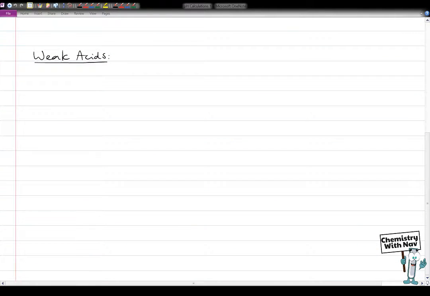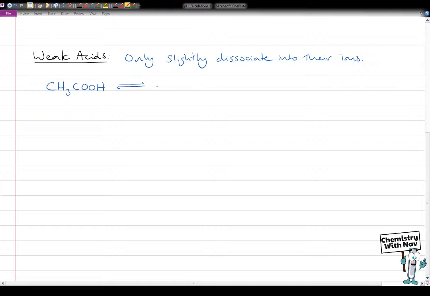With weak acids, they only slightly dissociate into their ions. So our typical example for this would be ethanoic acid, CH3COOH, and because of this idea of the slight dissociation, we have an equilibrium which lies a long way to the left, which means that it's quite difficult to determine the H+ concentration.